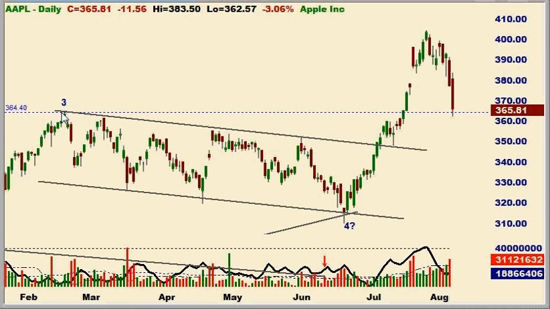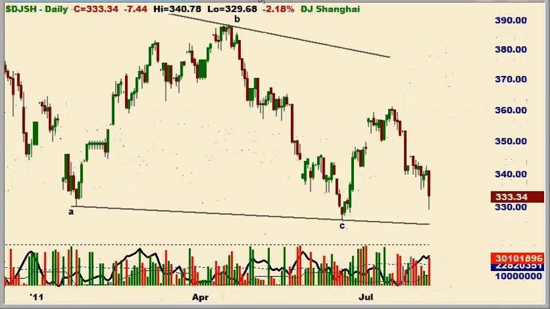Apple was coming in and testing the February peak from above. That's around 366, I believe. And both of those markets wound up holding in that area, and I think that that's bullish for the broader market if they can continue to hold.